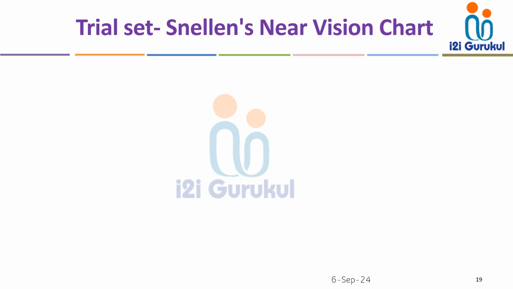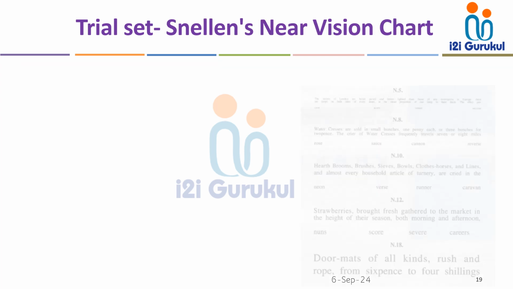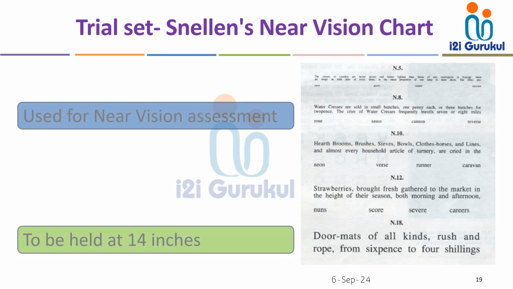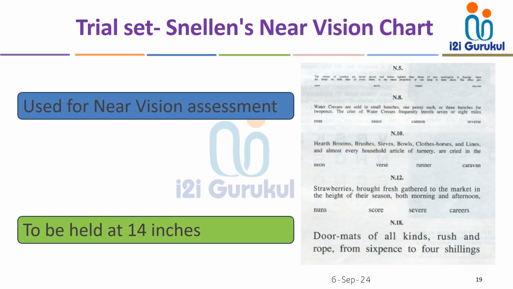Now we'll discuss the Snellen's near vision chart. You can see in the image, when the trial frame is used for the near vision test, the Snellen's near vision chart is handed over to the patient, and from a reading distance of 33 centimeters, the patient will read the smallest letter. The lens for reading the chart is placed in the trial frame and balanced for both eyes.